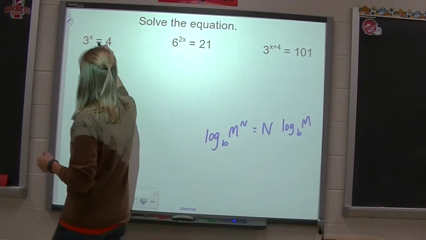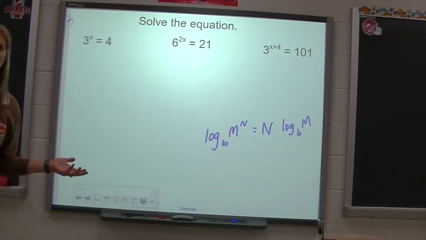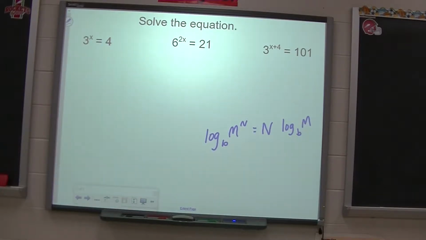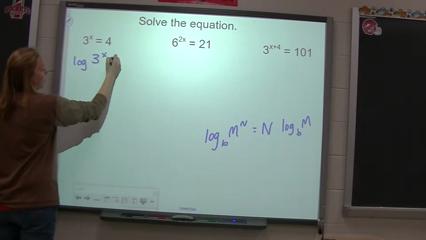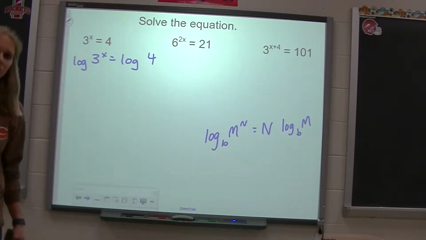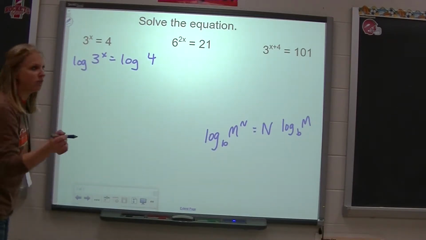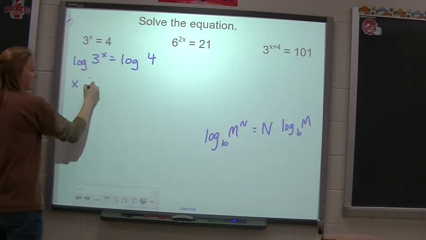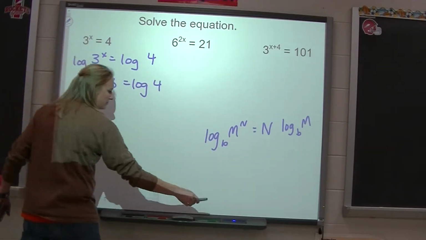So in this case, our exponent is unknown, and 3 to whatever power, I have no clue what it is, that gives me 4. So I am going to write the log on both sides. So I'm going to have log of 3 to the power of x equals log 4. Because what you do to one side of the equation, you have to do to the other. And because of this exponent here, I'm going to use my property of logarithm, and I'm going to bring it down in front. So it's going to be x log 3 equals log 4.